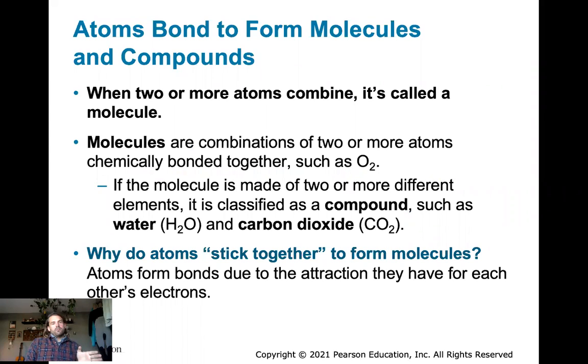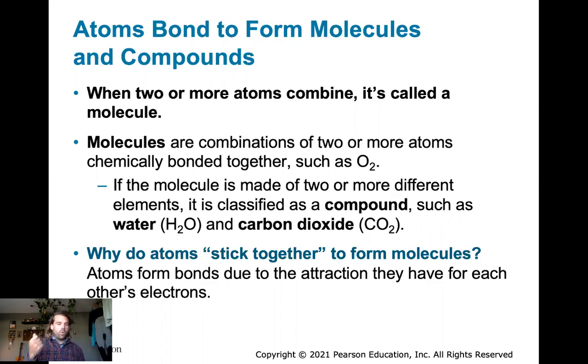So from that, with that question in mind, we need to go into this field of molecules and start talking about molecules. When two or more atoms combine, it's called a molecule. Molecules are combinations of two or more atoms that are chemically bonded, such as O2. One oxygen atom is just O, but when two come together, that's a molecule now. Okay, so that's O2.